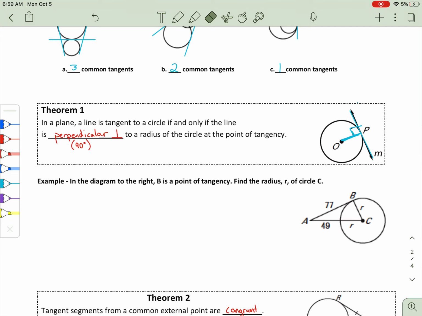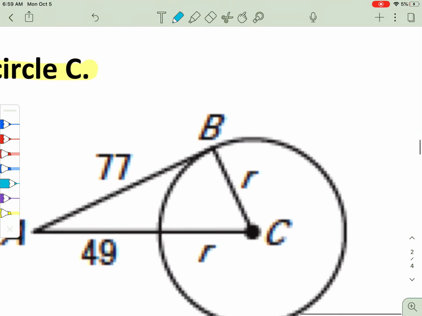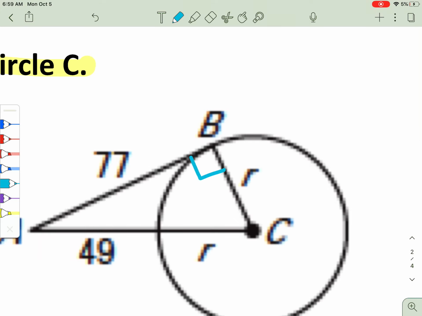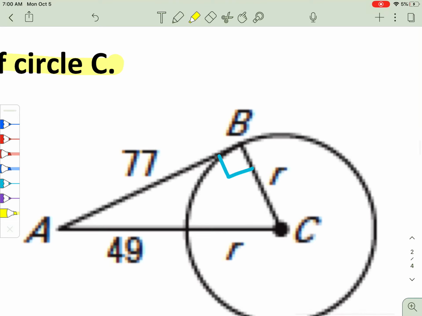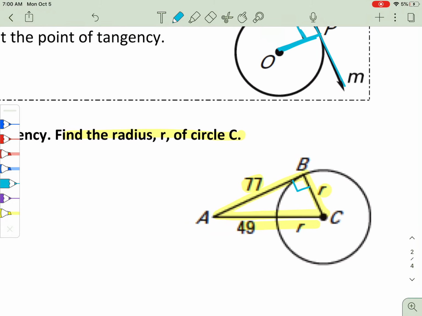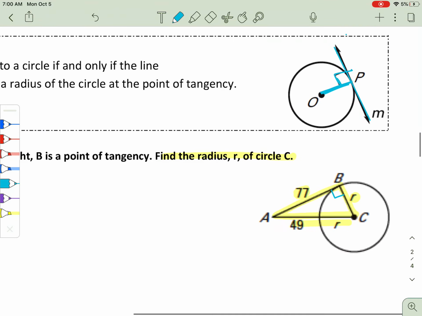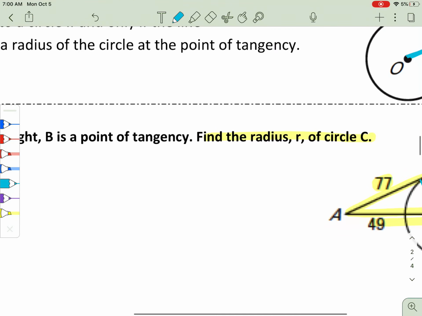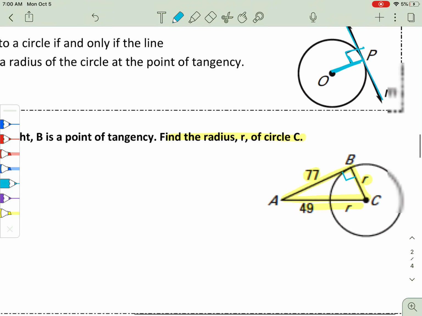So the example on the next one says, in the diagram to the right, point B is a point of tangency. Find the radius r of circle C. What they said is point B is a point of tangency, which tells you that that's a right angle, right? So now I have a right triangle, and I have 3 side lengths. So I don't need to use trig here, but rather, since I'm given the side lengths and I want to know what r is, I'm going to set it up with a squared plus b squared equals c squared, Pythagorean theorem.